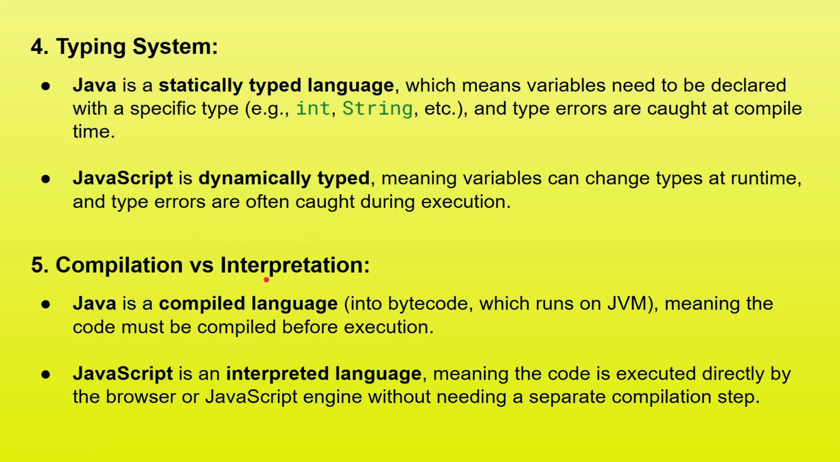Compilation versus interpretation. Java is a compiled language into bytecode which runs on the JVM, meaning the code must be compiled before execution. JavaScript is an interpreted language, meaning the code is executed directly by the browser or JavaScript engine without needing a separate compilation step.